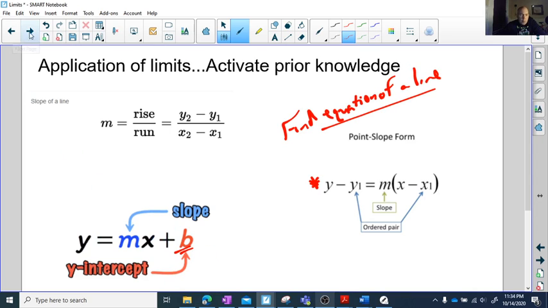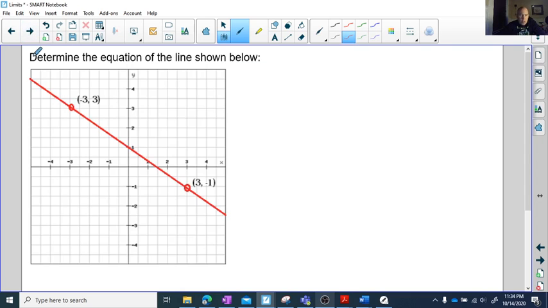Okay, so let's look at just a couple of examples of how to use this stuff. Let's suppose I wanted to get the equation of this red line that I see on here. Well, there's a couple of points that have been highlighted for me. So as soon as I say find the equation of a line, I say, well, I need to use this formula. y minus y1 equals m times x subtract x1. That's called the point slope form. It's used to find the equation of any straight line.